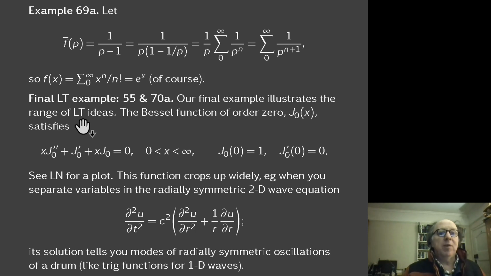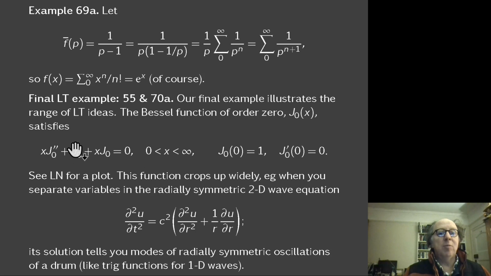So we're going to finish off on the Laplace transform with an example that brings together pretty much all the ideas that we've seen so far. And this concerns the famous Bessel function of order 0, known as J0 of x. And J0 of x is one of those functions that crops up all over the place. It is, as it were, the next most complicated special function after the trigonometric functions. And it's the solution of the differential equation x J0 double prime plus J0 prime plus x J0 equals 0.